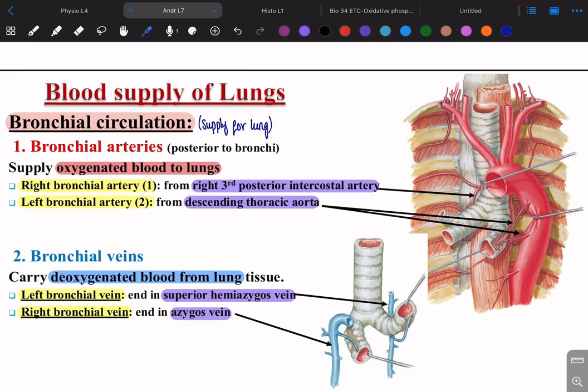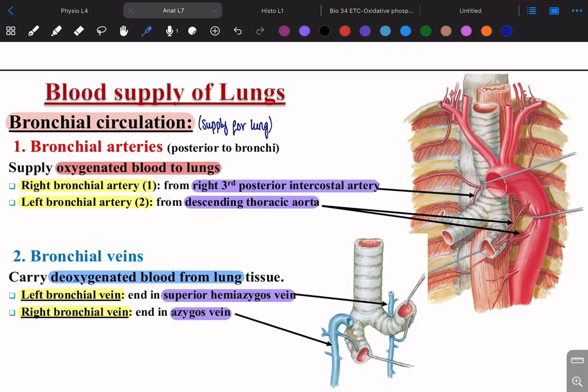As for the left bronchial artery, there are two. So the left has two. Where do they come from? They come from the descending aorta. So we remember that the left has the aorta. The aorta is the biggest, the main artery that supplies the whole body, so it gives out a lot of branches. That's why the left has more arteries, more blood supply, than the right.